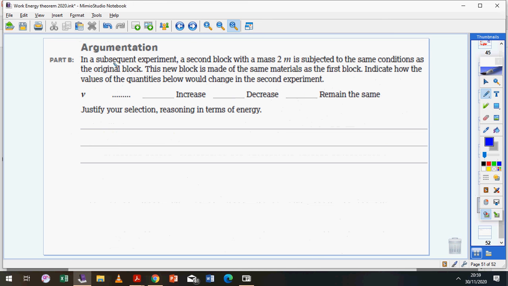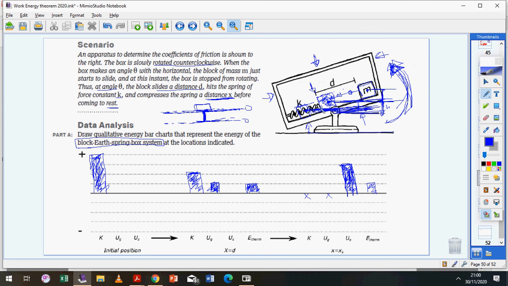In a subsequent experiment, a second block with a mass 2m is subjected to the same conditions as the original block. The new block is made of the same materials as the first block. Indicate how the values of the quantities below will change in the second experiment. So how does V change in this second experiment? The speed of the block just before it goes into the spring.